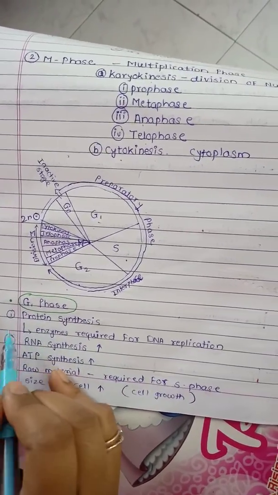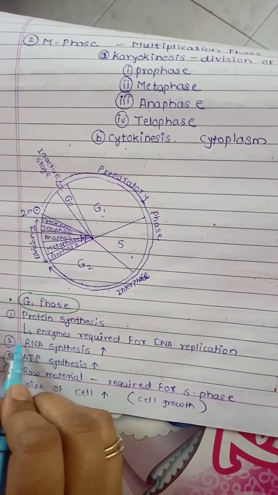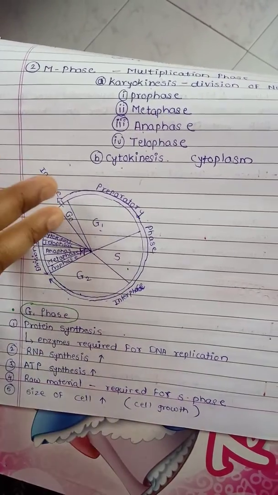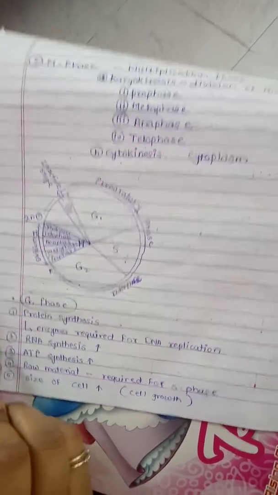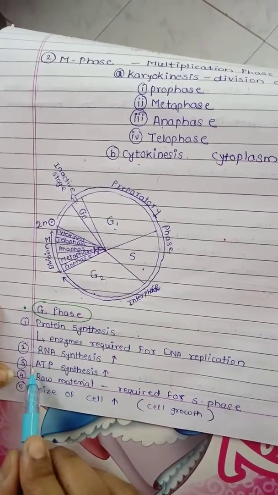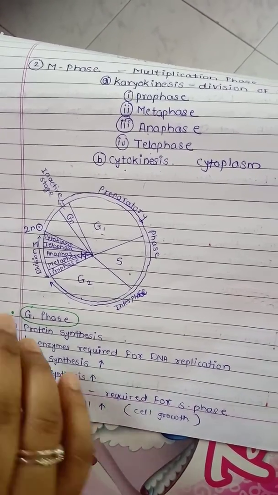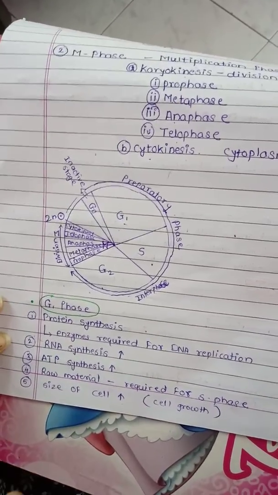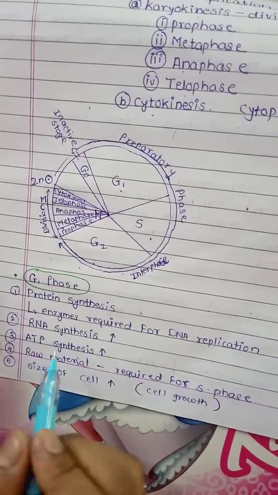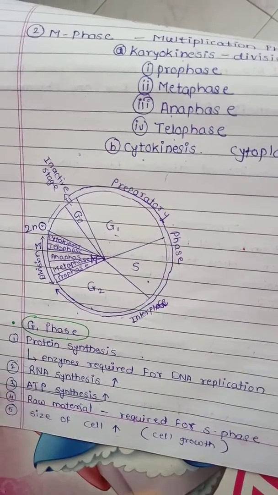In G1 phase, protein synthesis takes place. All the enzymes which are required for DNA replication are synthesized in G1 phase. Then RNA synthesis also increases in this G1 phase. The third point is ATP synthesis. All the ATPs are required for cell division, or for the chromosomes which are present in the cell. So here ATP synthesis is also increased.